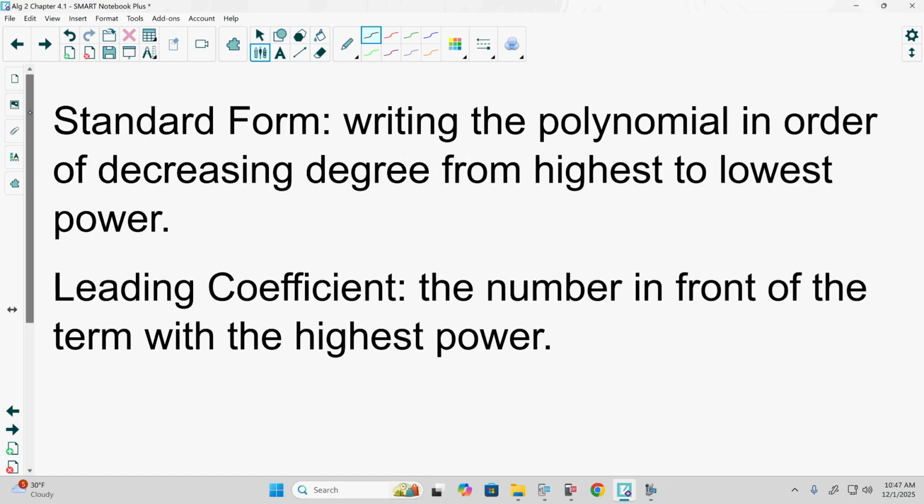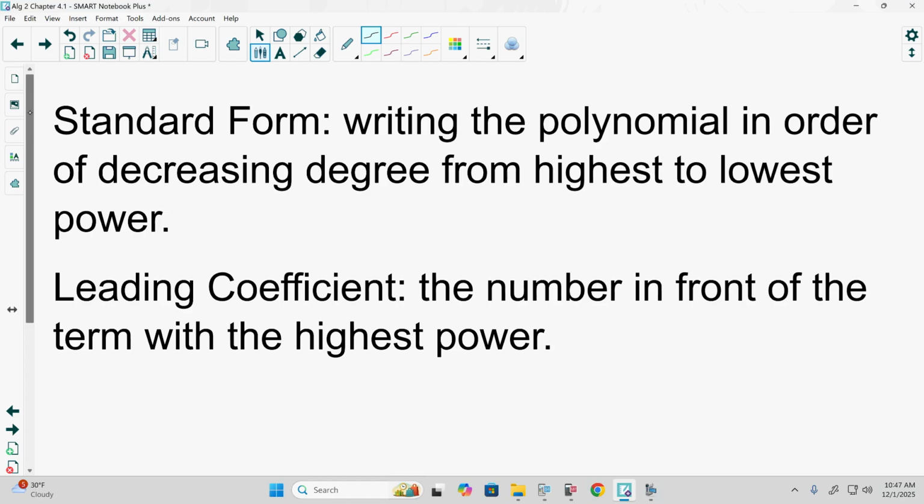Two main things to go over. First, standard form. A polynomial function is considered to be in standard form when the exponents are in decreasing order, writing the polynomial in order of decreasing degree from highest to lowest. So whichever variable has the biggest exponent would go first and then decrease all the way to our constant term, our term without a variable.